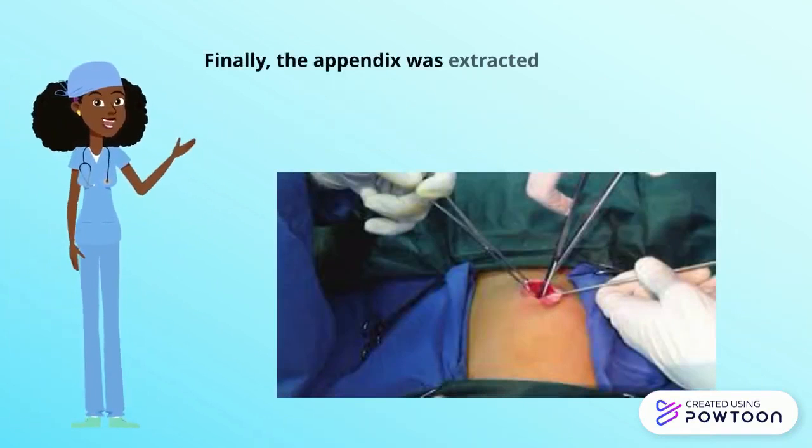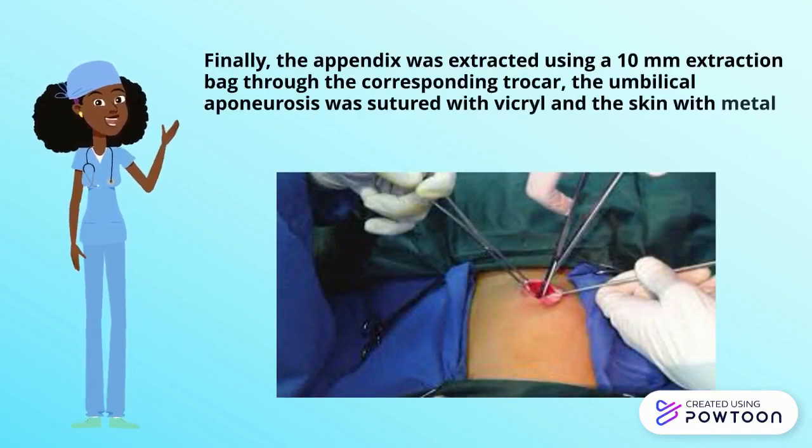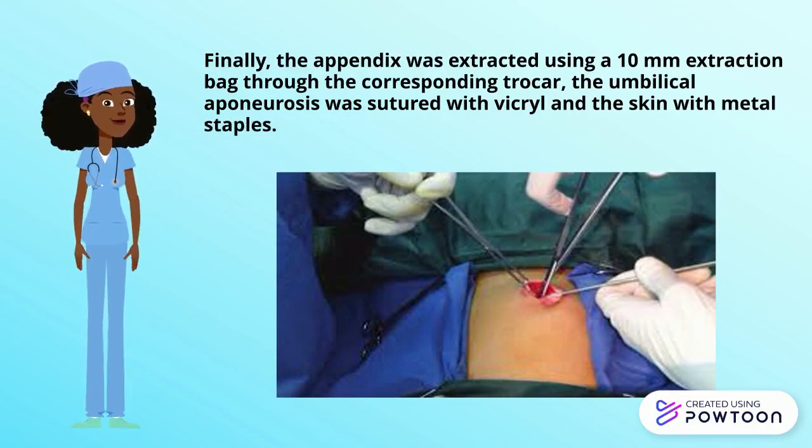Finally, the appendix was extracted using a 10 mm extraction bag through the corresponding trocar. The umbilical aponeurosis was sutured, with the skin closed with metal staples.